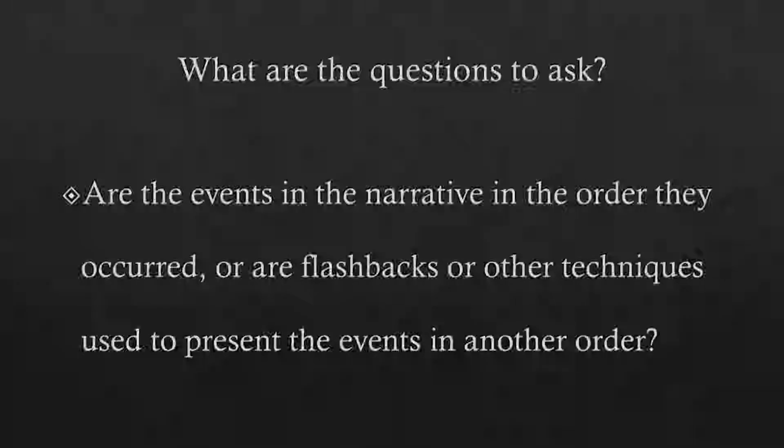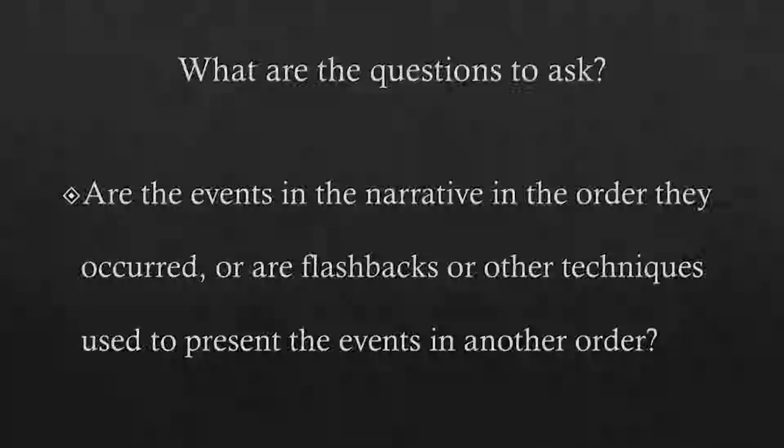The other question that we can ask is, are the events in the narrative in the order they occurred? Is it a linear sequence of events, or are there flashbacks or other techniques employed by the writer to present the events in the story? Is it logical, or are there flashbacks involved, or are there parallel narratives in the story? These are the things that we need to keep in mind.